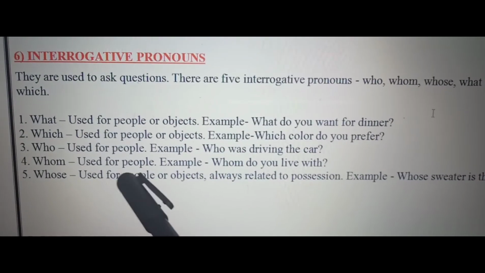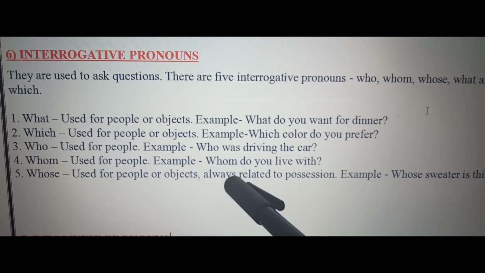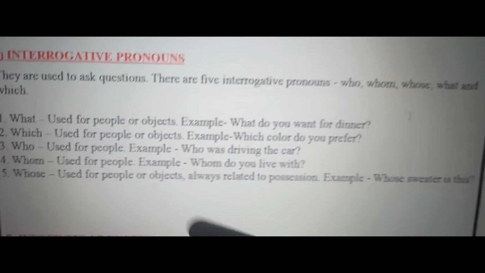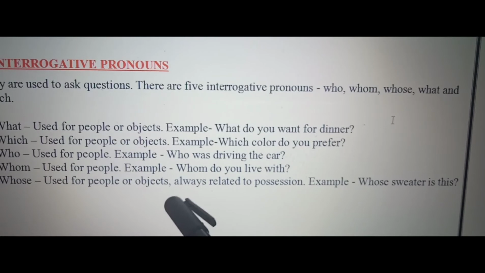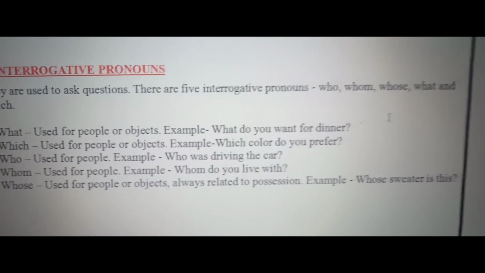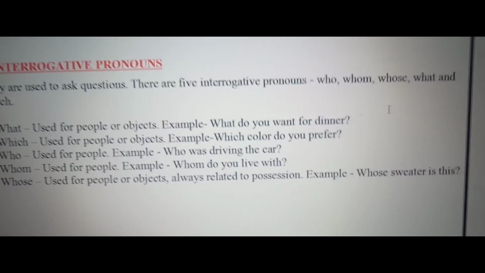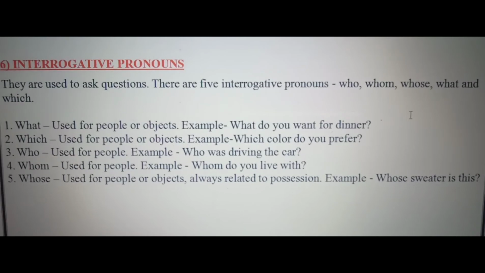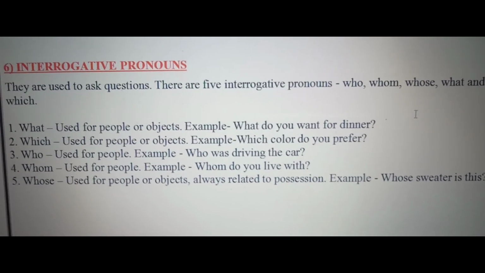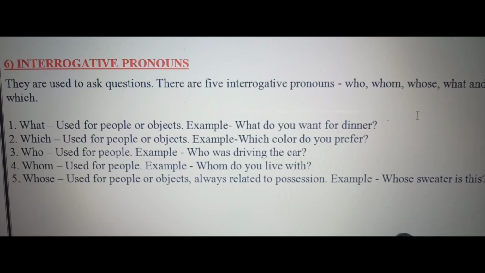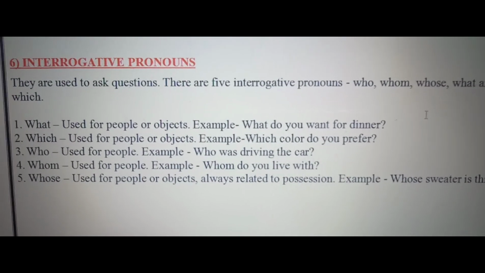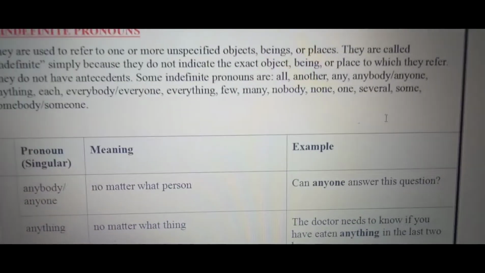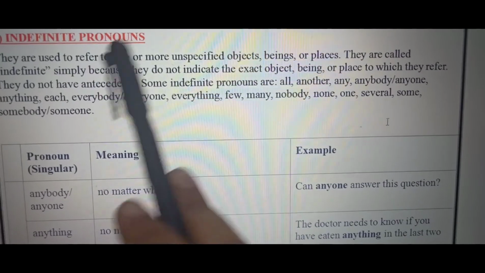Now whom is again used for people in a sentence. Whom do you live with? Again, it is asking the name of the person, right? Whose is used for people or objects, always related to possession. It shows ownership. Whose sweater is this? Here you can see that it is showing possession, that the sweater belongs to whom, right? So these are basically the pronouns which are used to ask questions, and they are 5: who, whom, whose, what and which.